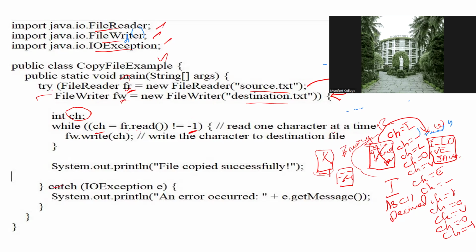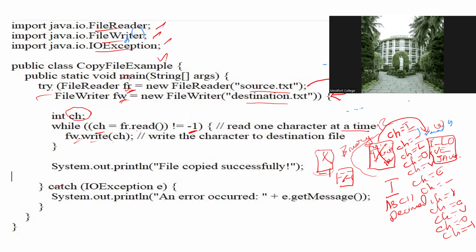So read one character at a time, that you have to notice: one character I, then space, then L, like that it will read. Okay, I think you understood. Next, FW belongs to what? This one. Now write the character to the destination file. So here we have to write.